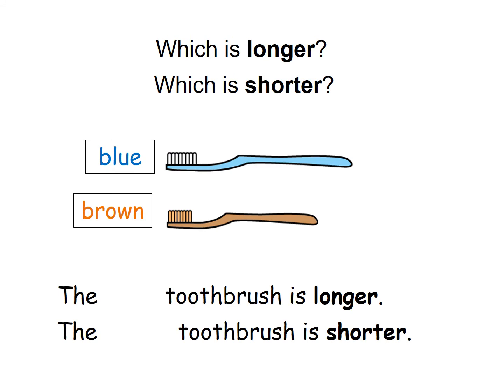Okay, so which is longer, which is shorter? So as you can see, the blue toothbrush and the brown toothbrush have been laid down. So we're comparing the length here. The blue toothbrush and the brown toothbrush have been lined up right next to each other. So which toothbrush is longer? Is the blue or the brown toothbrush longer? The blue toothbrush. That means the brown toothbrush is shorter. As you can see, the blue toothbrush goes longer than the brown one.